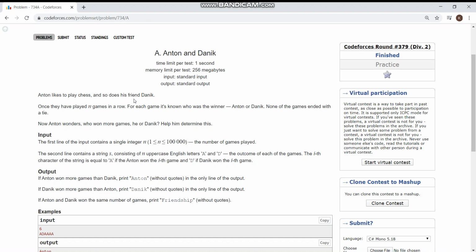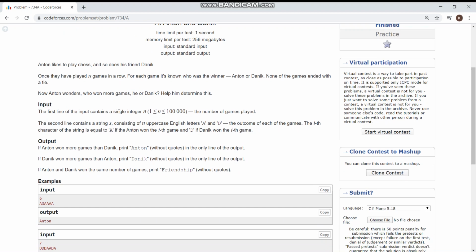So Anton and Danik are friends and they like to play chess. Once they have played n number of games in a row, and for each game there was a winner. None of the games ended with a tie. At last we must help Anton to determine who has won more games, himself or Danik.